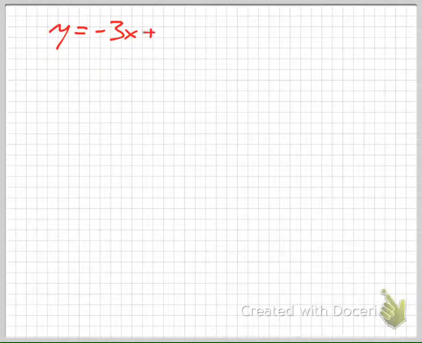Okay. Let's try another one. This time I want you to graph this, okay? I want you to graph this one using your graph paper and your straight edge. I want y equals negative 3x plus 10 and y equals x minus 2.